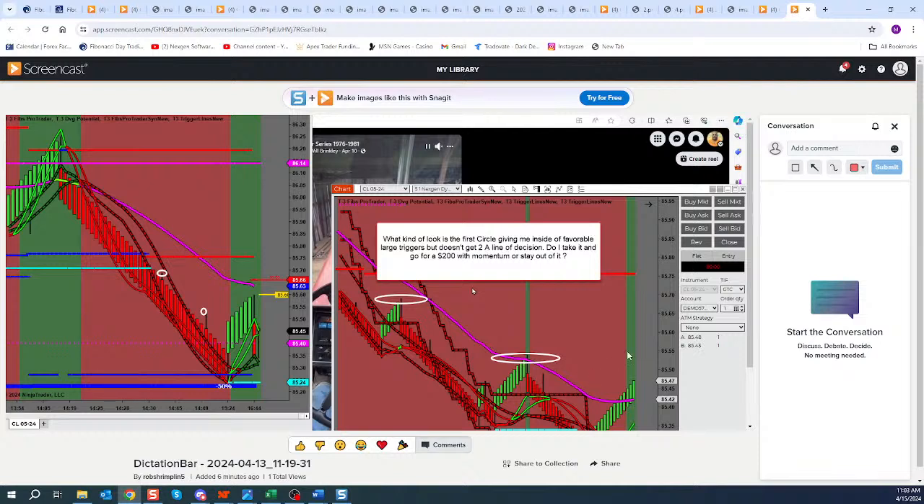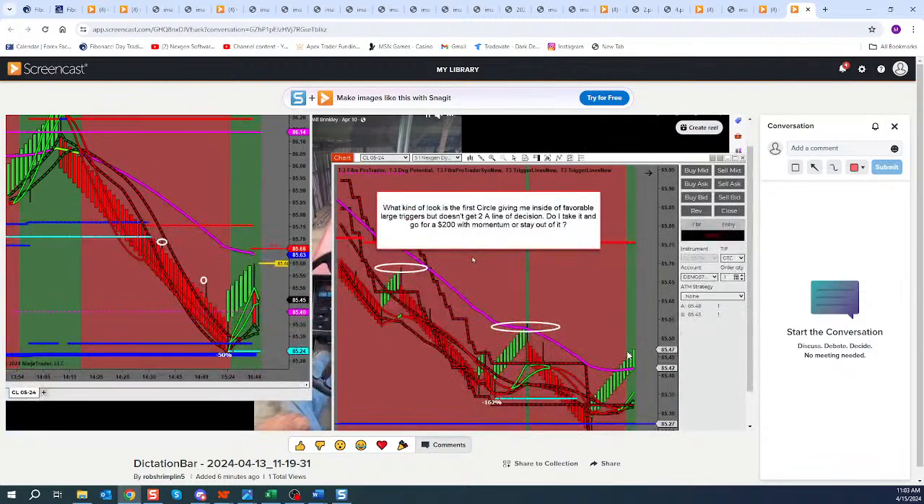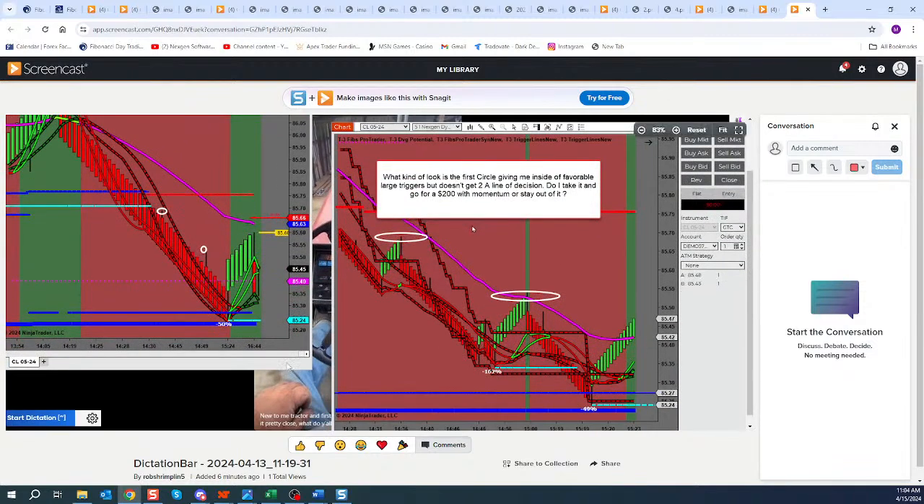What kind of look is the first circle giving me inside of favorable R sugars but doesn't get to a line of decision? Rob, that's up to you, man. You can take this pullback. Where does your stop go? That's the only thing you have to ask yourself, Rob. Where does my stop go? If I just jump into the market with a clear path and odds favorable, where shouldn't the market go? And that's where your first stop has to go.